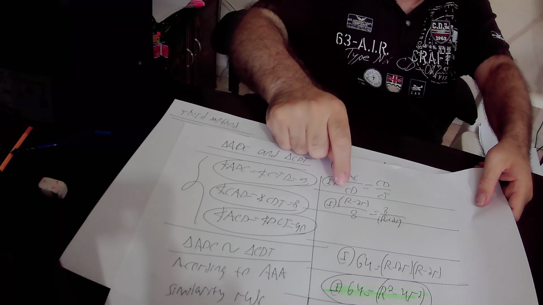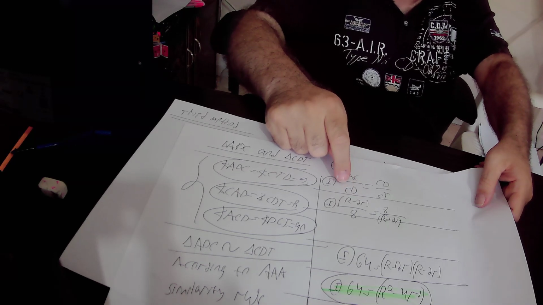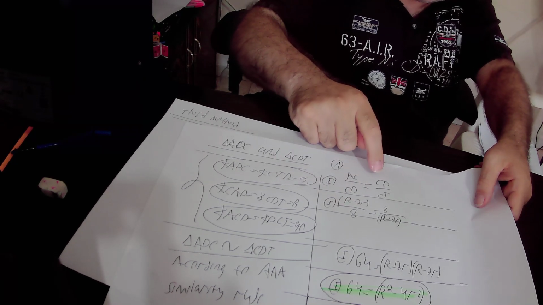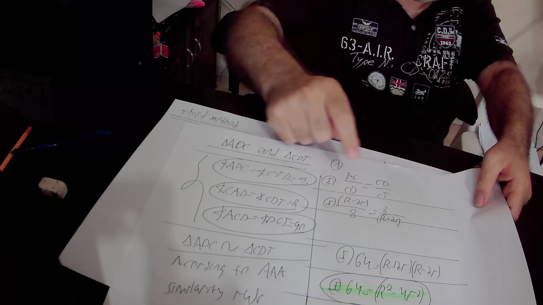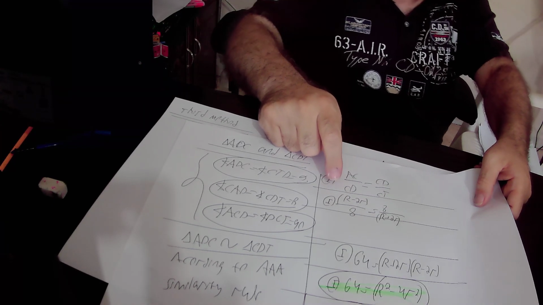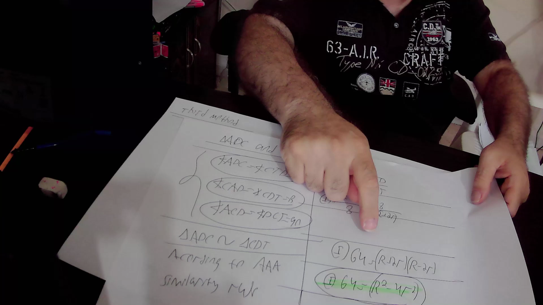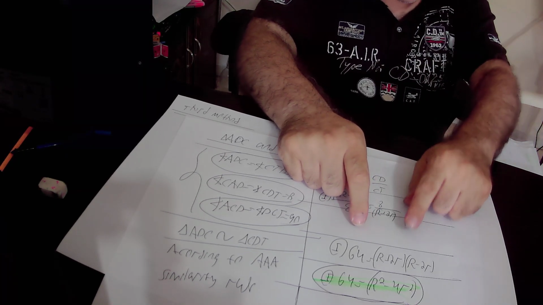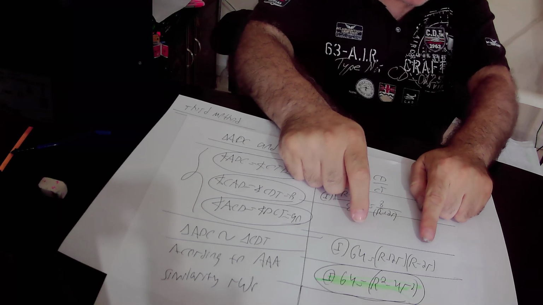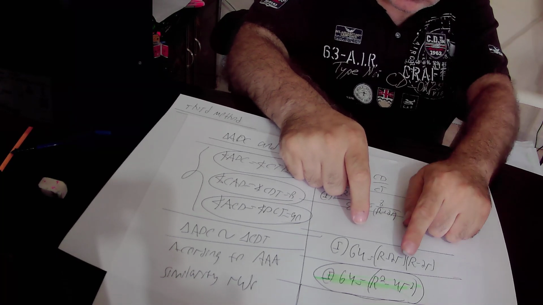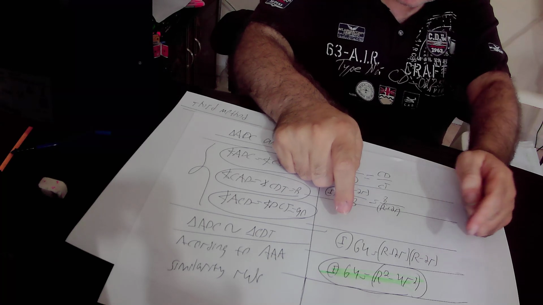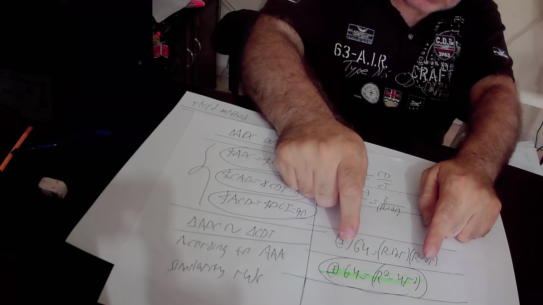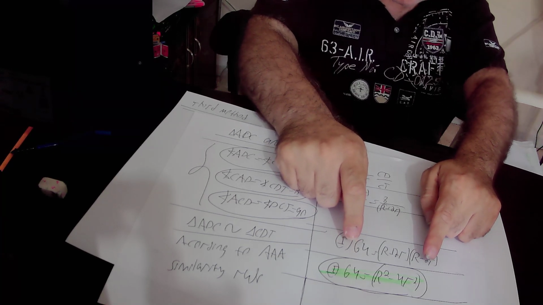AC equals capital R minus 2R, CD equals 8, and CT equals capital R plus 2R. We cross multiplied this equation and found that 64 equals capital R plus 2R times capital R minus 2R. But we have already found that the expression capital R plus 2R times capital R minus 2R equals capital R square minus 4R square. So in conclusion, according to equation number 1, 64 equals capital R square minus 4R square.